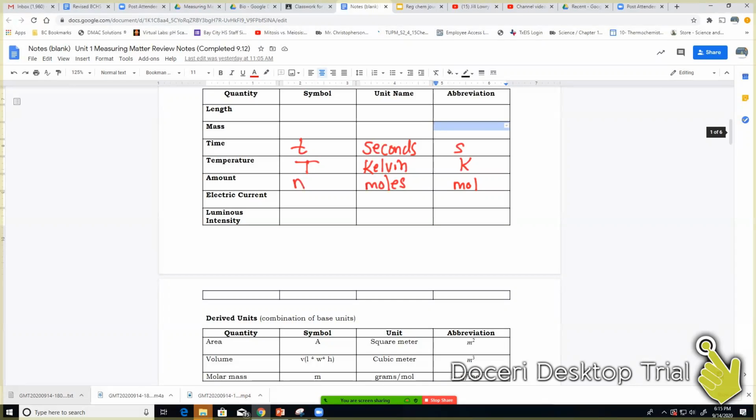Electric current, these last two are really more physics. Big I stands for electric current, amperes or amp, big A. And then luminous intensity, that's like how bright a light bulb is, big I V. Candela, and cd would be your abbreviation. Like I said, those last two we really won't use in chemistry. We may use the electric current a little bit, but not too much.